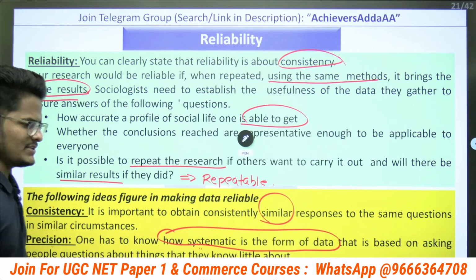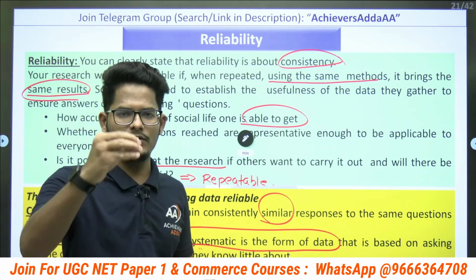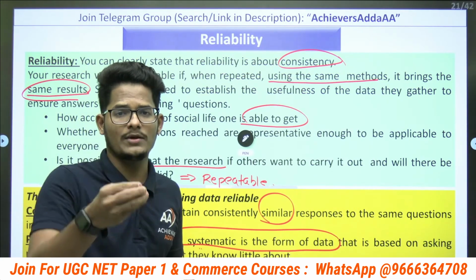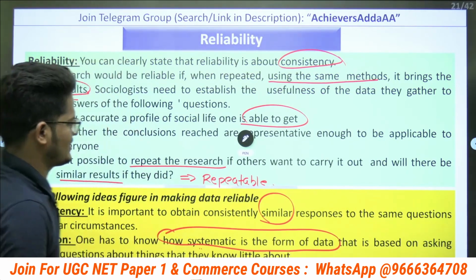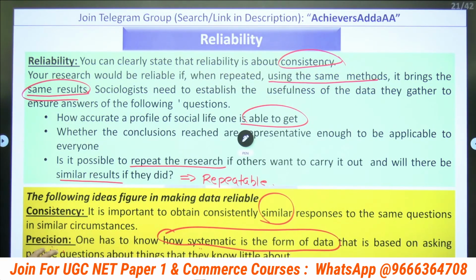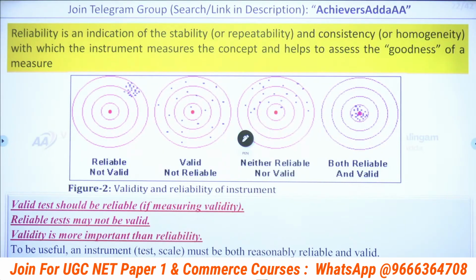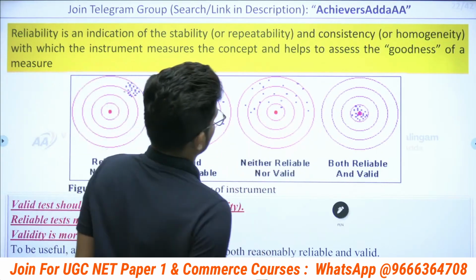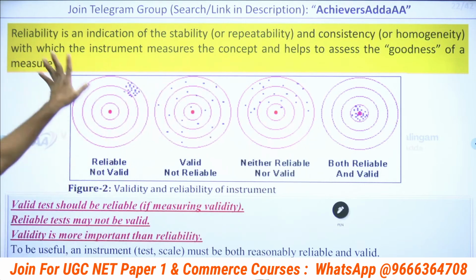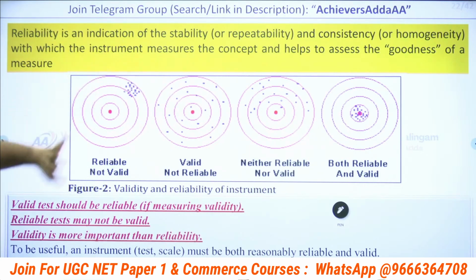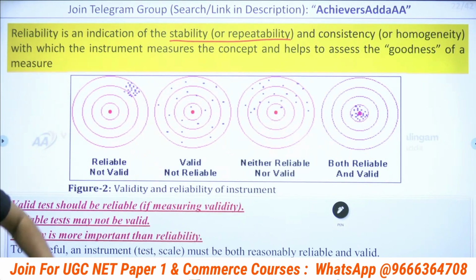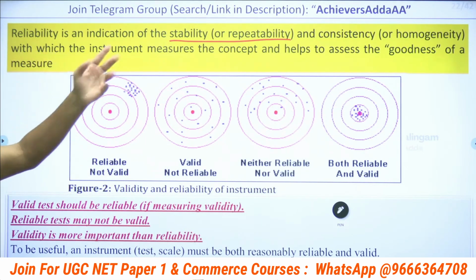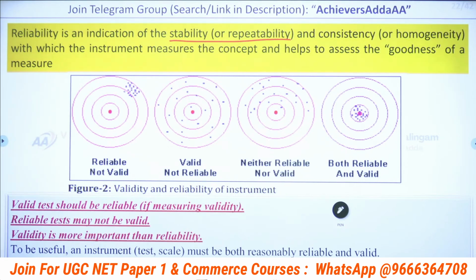So precision means you collect the data in a systematic way from the people who are participants of your study, who are related to your study only. If you check these two things, you can find the reliability. Reliability is an indication of stability, meaning repeatability, and consistency, meaning homogeneity in results, the same results. The instrument measures the concept and helps to assess the goodness of a measure.